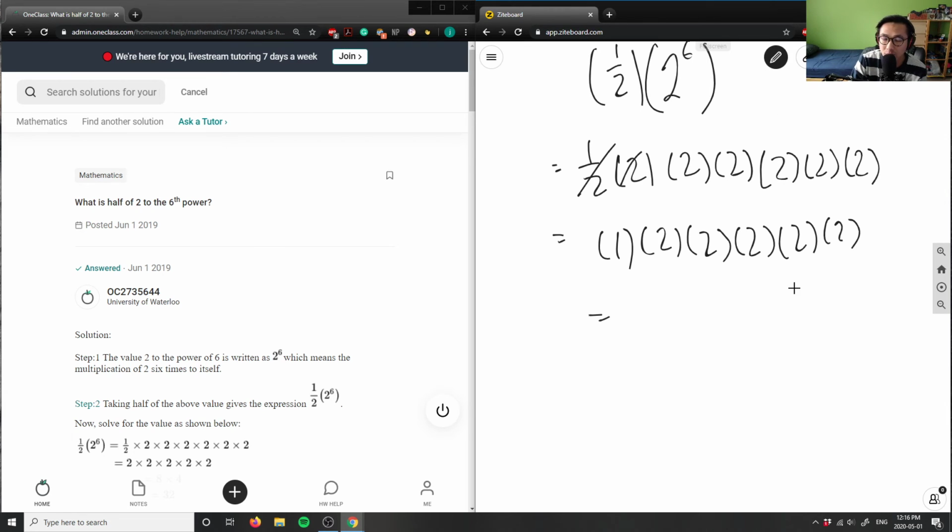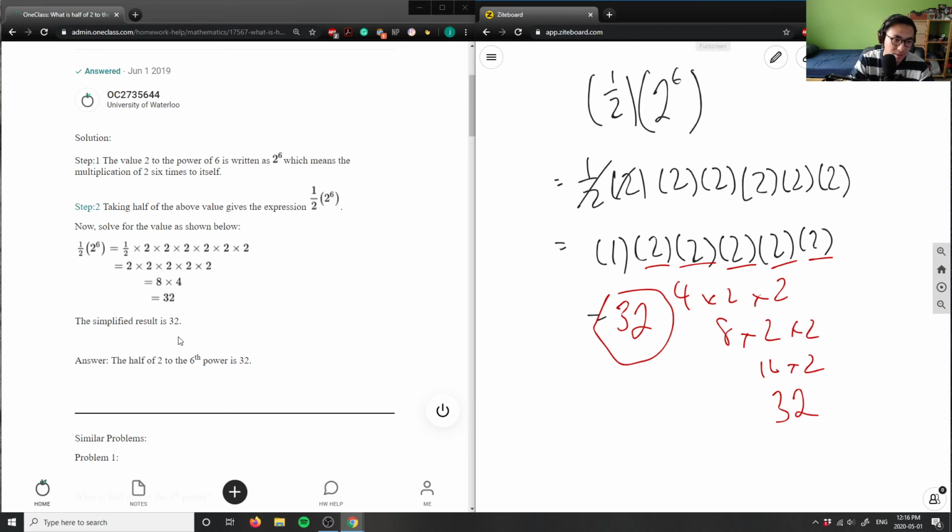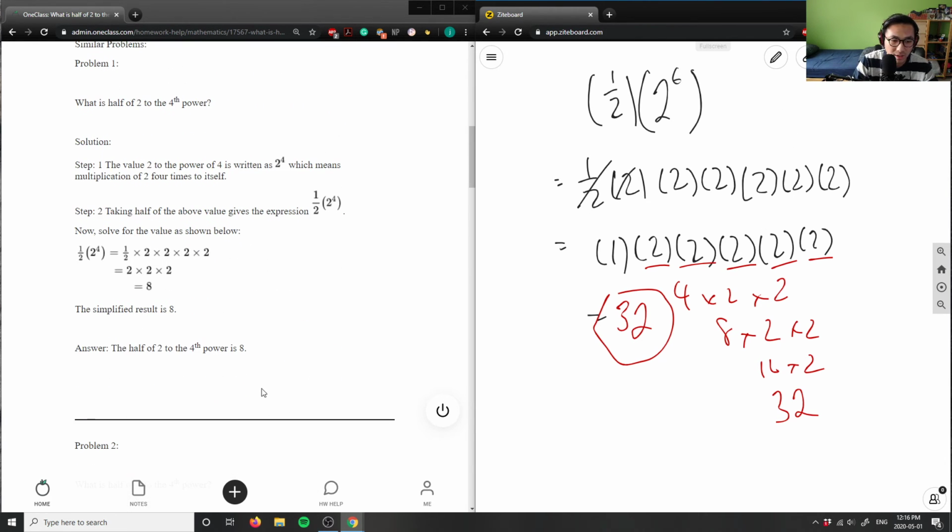So 2 times 2 is 4. 4 times 2 is 8. 8 times 2 would be 16. And finally, 16 times 2 would be 32 here. So 32 would be my correct answer for this solution. As you can see, the simplified result is 32, so exactly the same solution. Great solution, great explanation here.